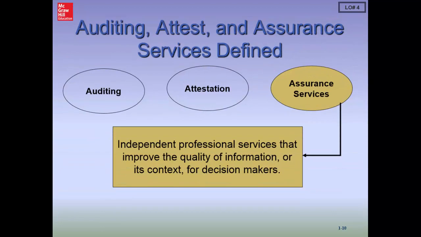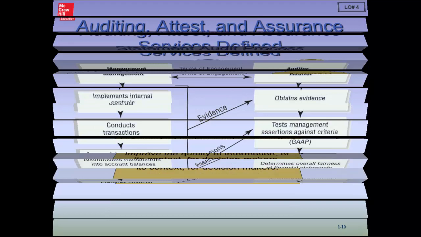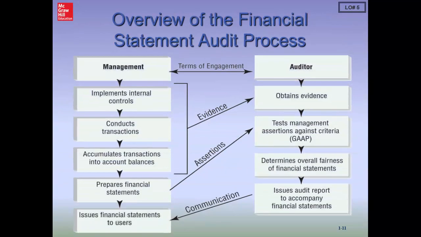We're going to defer that discussion later on in the course. And then finally, assurance services, an independent review of professional services to improve the quality of information in its context for decision makers. Assurance services are beyond the scope of what we're going to be talking about in this course, but we will mention it as we start talking about things other than the audit of the financial statements and the audit of internal controls over financial reporting.